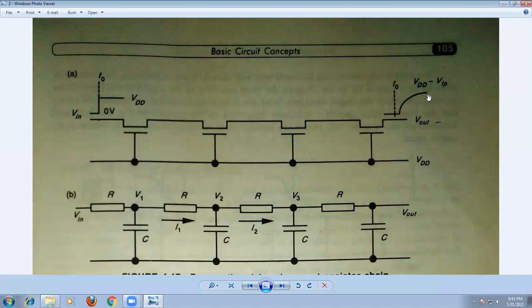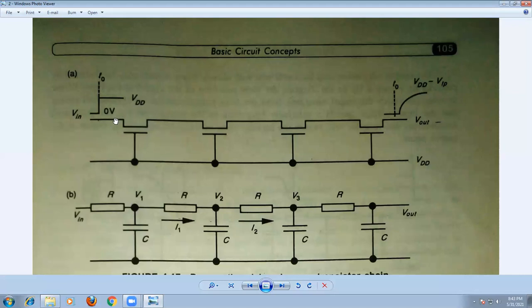But the output voltage will not reach the value of VDD because of the threshold voltage of these pass transistors. Therefore, the output voltage is equal to VDD minus VTP, as we have already seen in the pass transistor structures, where VTP is the threshold voltage of the pass transistors. The signal rises exponentially like this, instead of a sudden rise. That is because, in a pass transistor, when the transistor turns on, the channel behaves like a resistor.